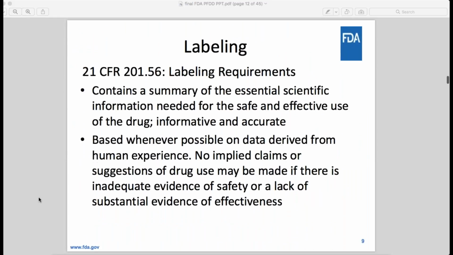Labeling is a summary of essential scientific information needed to use the approved drug safely and effectively. It is not only informative, but needs to be accurate and based on data. FDA carefully determines how the available clinical data can be generalized, in other words, applied to disease subtypes. In general, there must be some clinical data or some information available to make that determination. With that, I'll stop here.